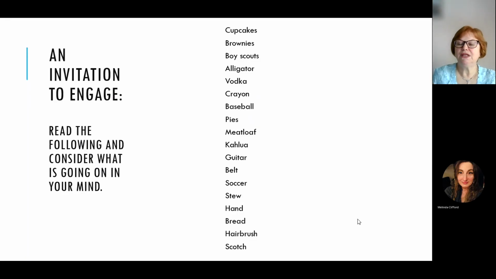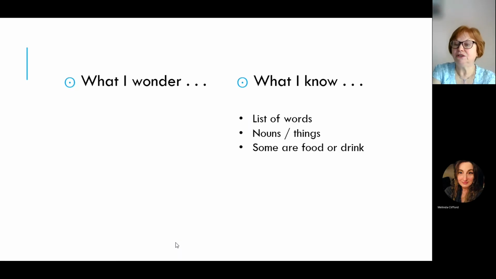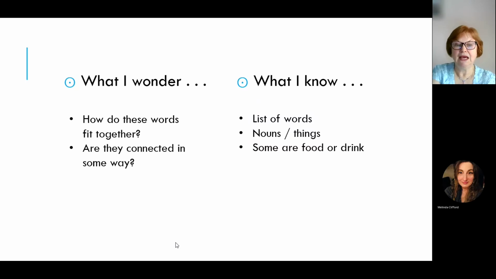And now I'm going to ask you to read what's on your screen and consider what's going on in your mind as you read. And you might want to pause right now until you've finished reading. Keeping in mind what you just read, consider what you wonder and what you know. At this point, we may have a literal understanding of the words on the screen and what each one means, but not how they work together. And we might wonder about the context and if some of the words are connected in some way.